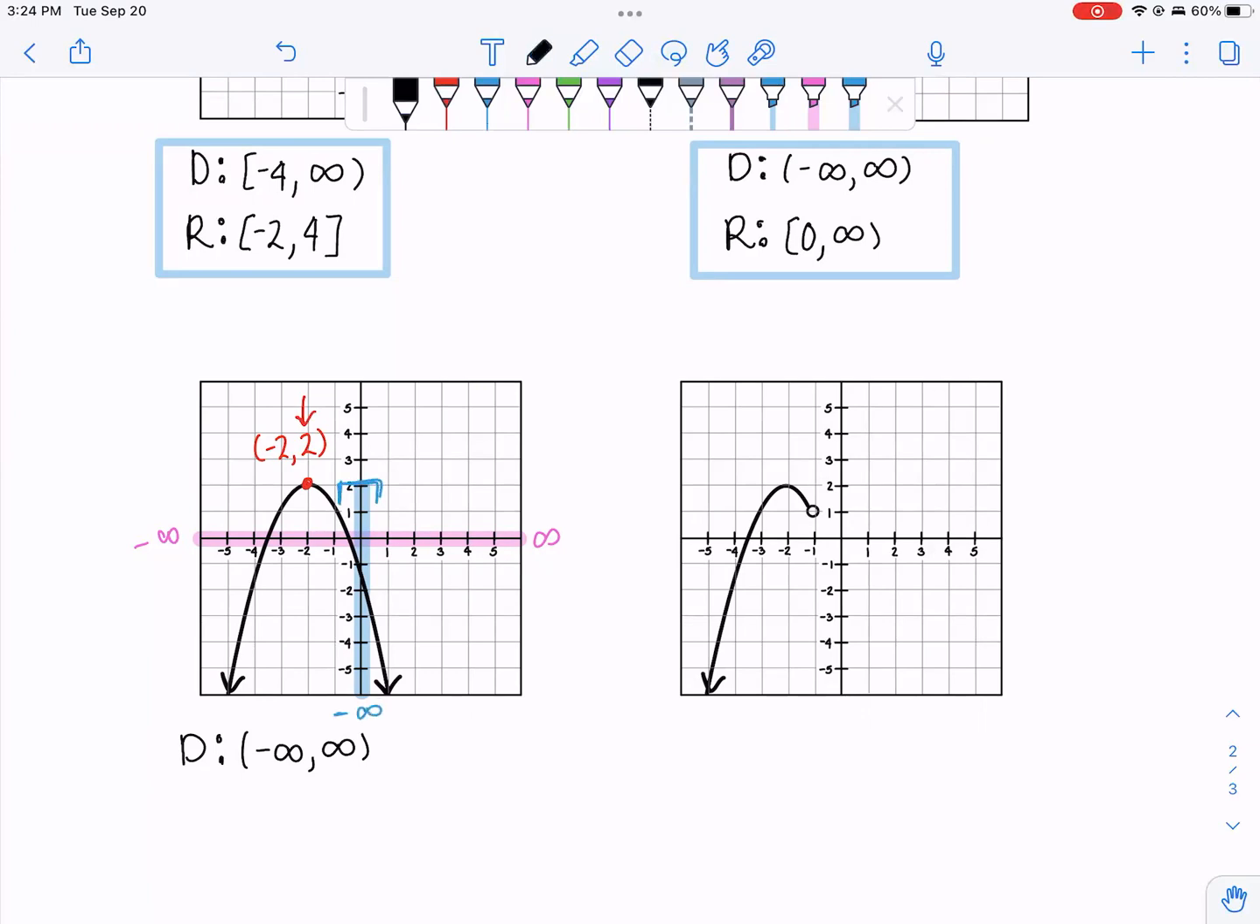We have to be careful because there's a tendency when we see something like this to want to write 2, -infinity like this. It's really, really tempting to want to write that. But with intervals, it's always smallest to largest. So -infinity is a smaller number than 2. So really, the range for this guy is from -infinity to 2.